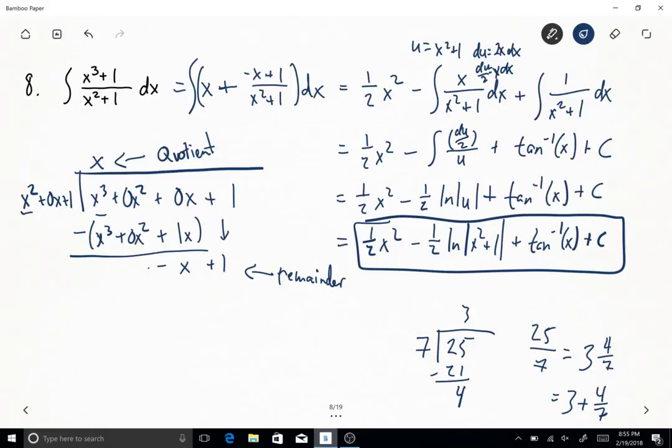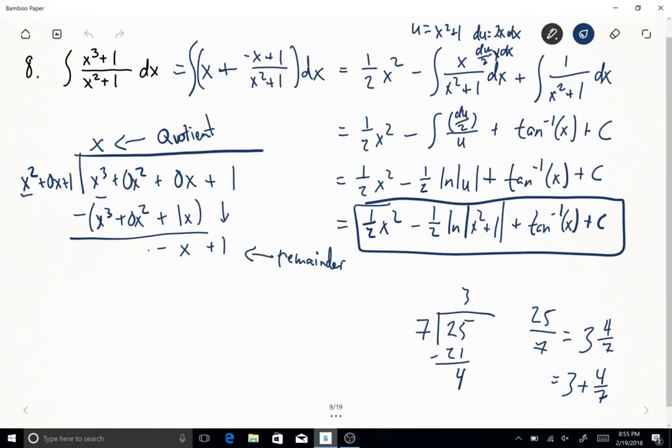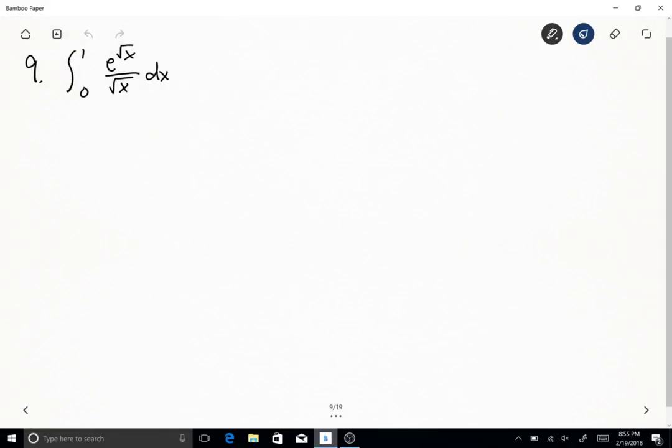So let's see, going forward, now we'll move on to what's an improper integral. Now, why is this improper? Well, when you plug in 0, you get 0 in the denominator. So this thing's improper, so that means we have to approach it as a limit. So we're going to take the limit as t approaches 0 from the right, of the integral from t to 1 of e to the square root of x divided by the square root of x.